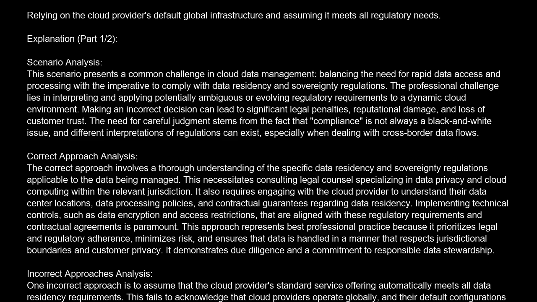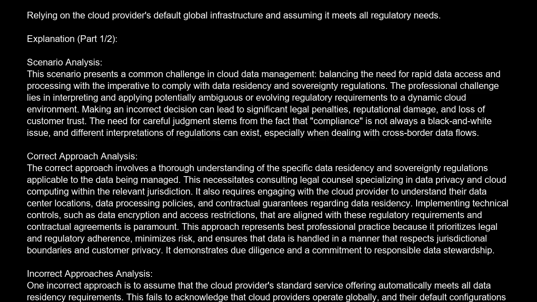Explanation. Scenario analysis. This scenario presents a common challenge in cloud data management, balancing the need for rapid data access and processing with the imperative to comply with data residency and sovereignty regulations. The professional challenge lies in interpreting and applying potentially ambiguous or evolving regulatory requirements to a dynamic cloud environment. Making an incorrect decision can lead to significant legal penalties, reputational damage, and loss of customer trust.